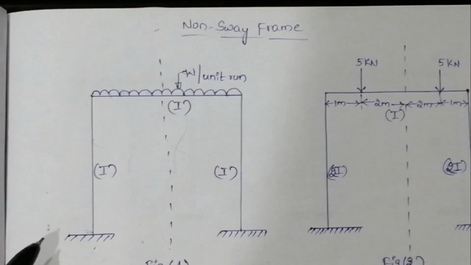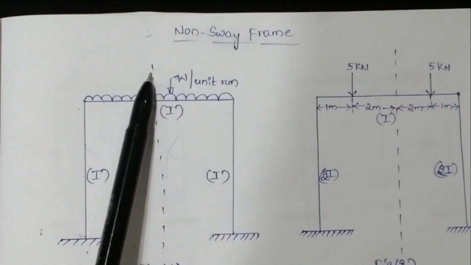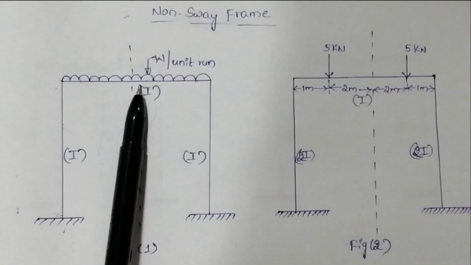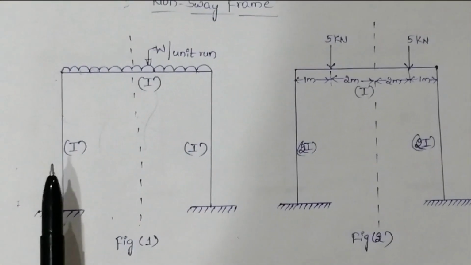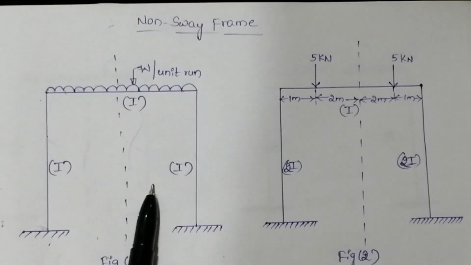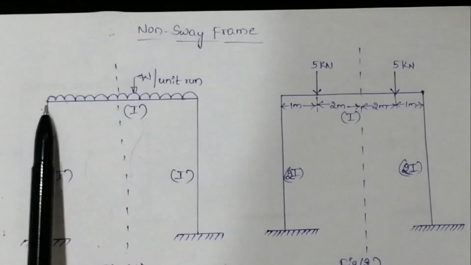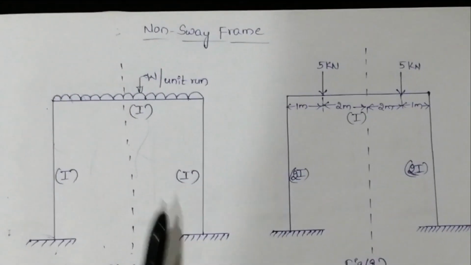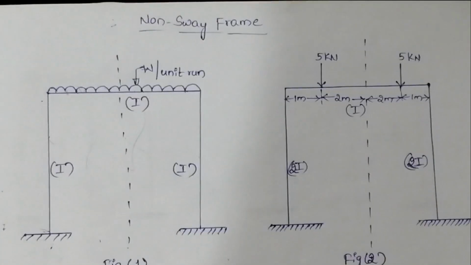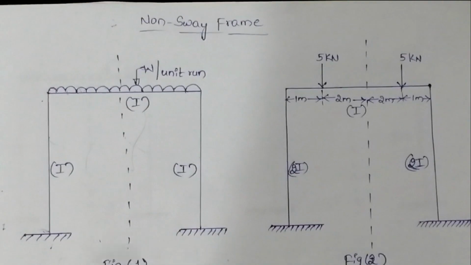Coming to the first condition, based on loading, the load is applied uniformly, and if a section is cut at the midpoint, it is symmetrical. Hence, the first condition is satisfied. Coming to the second one, based on the moment of inertia, both columns have the same moment of inertia. It is also satisfied. Then the third condition is the length of vertical members. Here the lengths of the vertical members are the same, and it is also satisfied. The last condition, the supports are the same, and it is also satisfied.